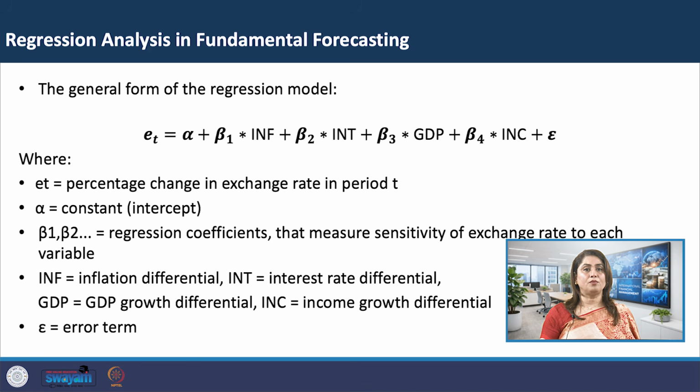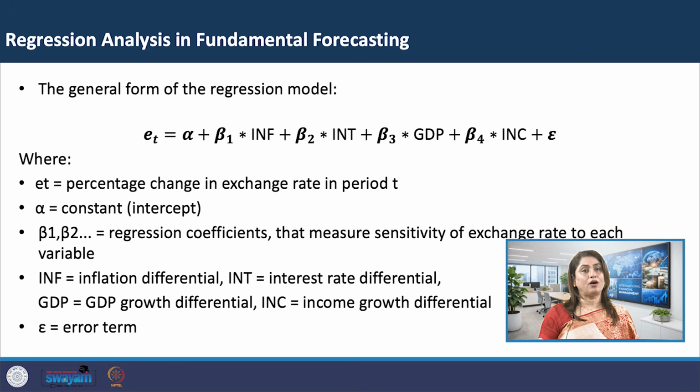The general form of the regression model is E_t equals alpha plus beta 1 into del inflation plus beta 2 into del interest rate plus beta 3 into del GDP plus beta 4 into del income plus the error term. Let me walk you through what each component means. E_t is the percentage change in the exchange rate in period t. This is what we are trying to predict.